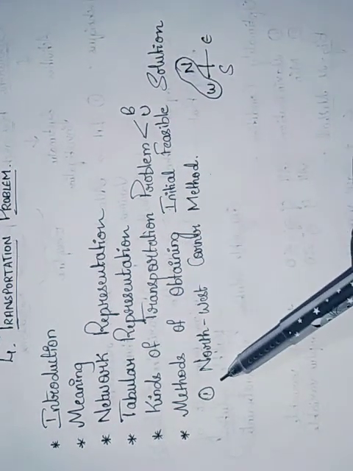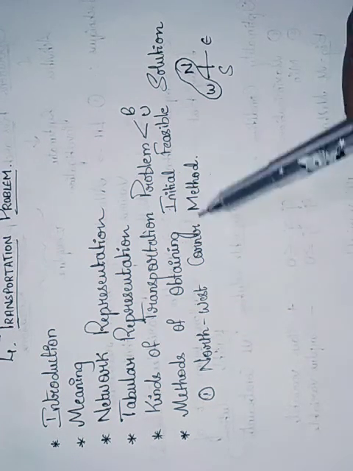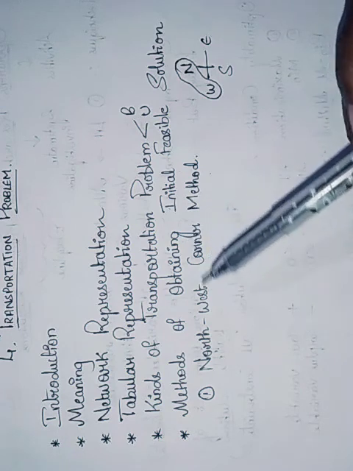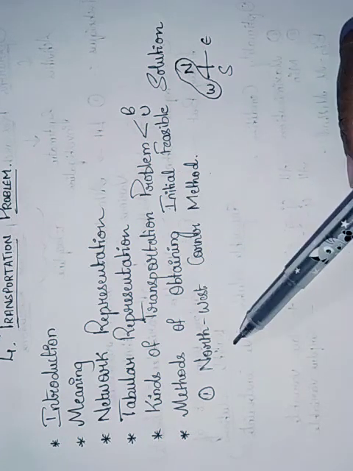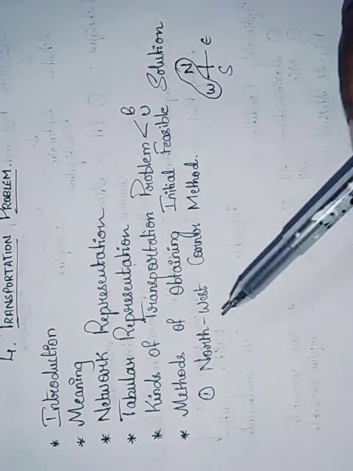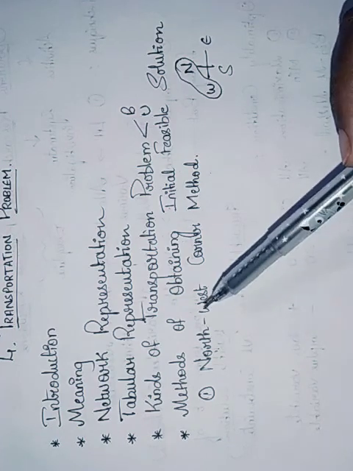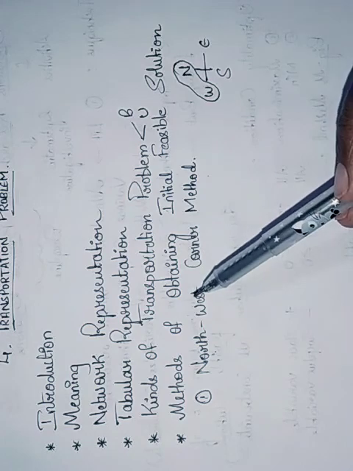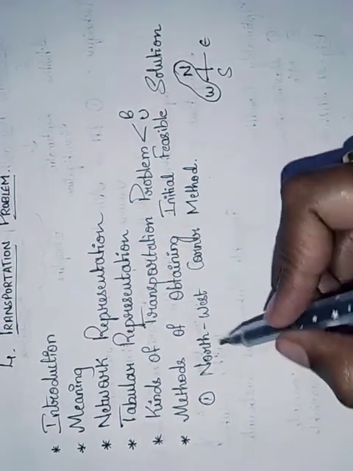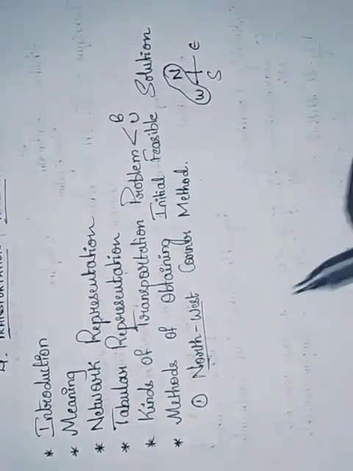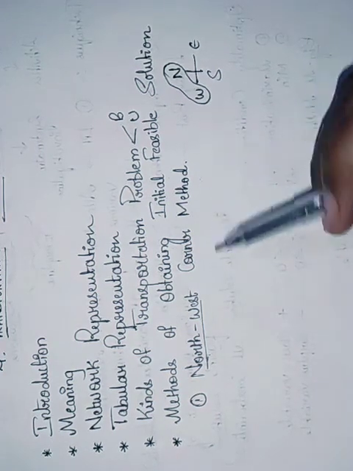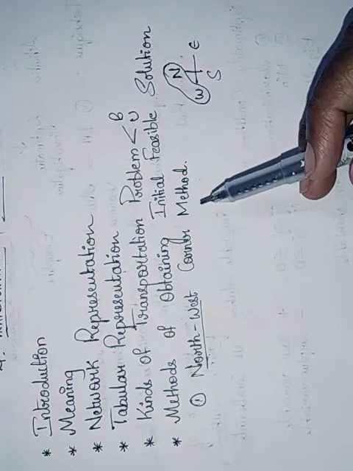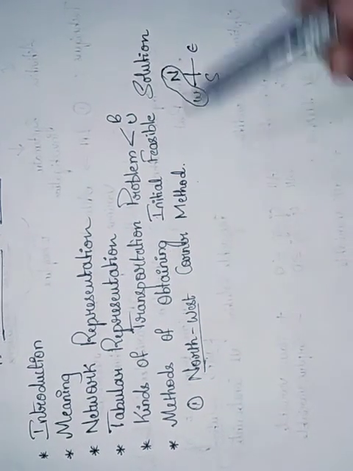In that we have the first method, the northwest corner method. This northwest corner method is a very simple and efficient method to obtain an initial solution to a transportation problem. This method is a direction oriented method. By the name itself we can understand it is indicating the northwest corner method. So by this we can understand it is a direction oriented method to allocate the units.